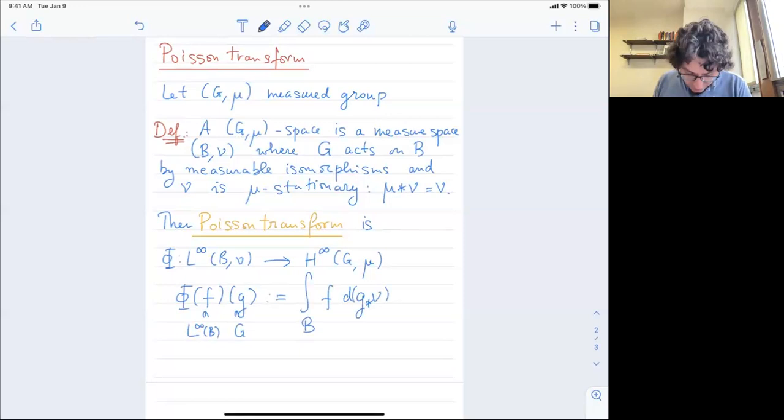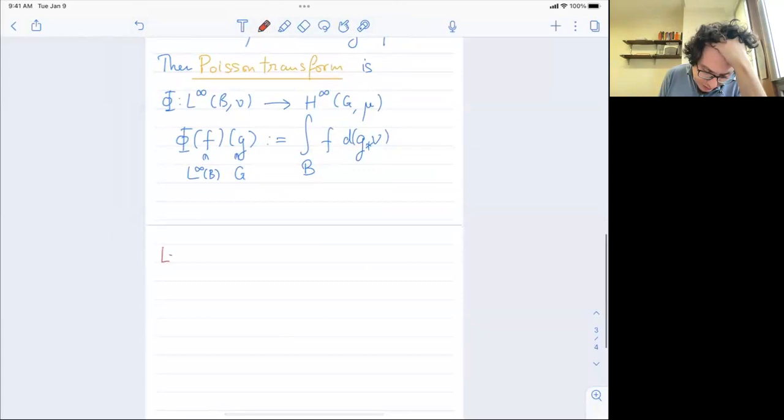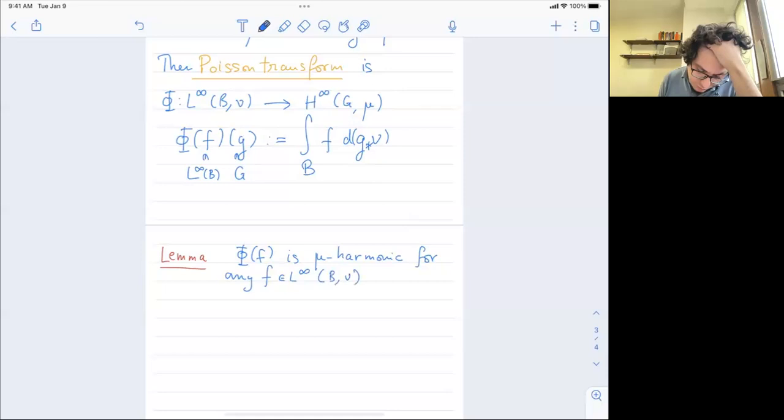So this is an extremely general process, and it turns out that this process gives rise to a harmonic function. This is not completely trivial, but it's a fairly simple calculation. So the lemma is the following: phi of f is mu harmonic for any f, and we have to prove that.